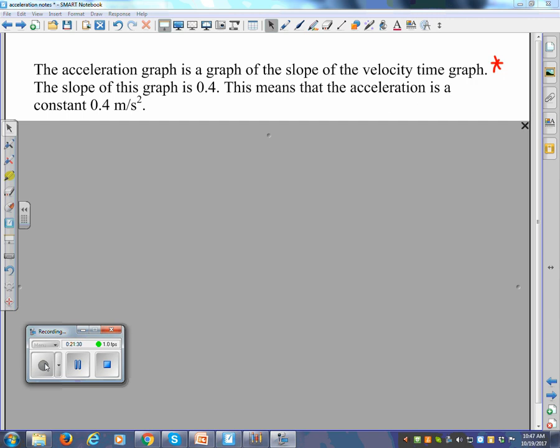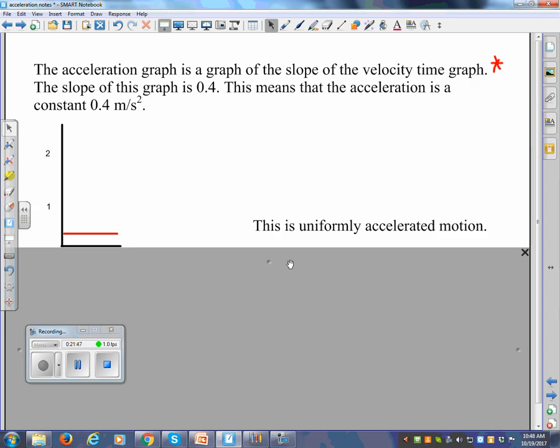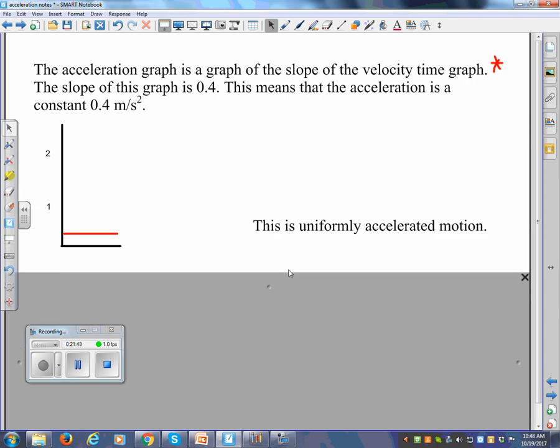What's the shape of the acceleration time graph going to be like? What's it going to look like? Do you have it on your sheet? I think you do. What is the shape of the acceleration time graph? It's going to be flat, right here at 0.4. The shape of the acceleration time graph is flat at 0.4. We would call this uniformly accelerated motion.